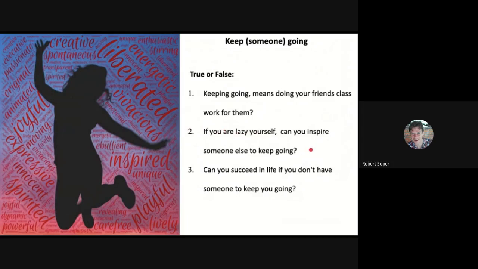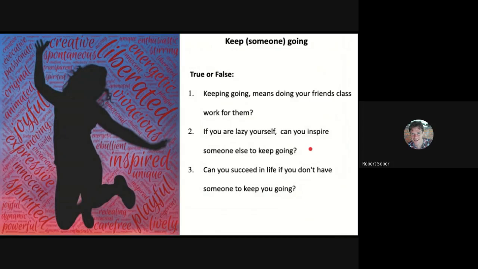In most cases, this would be false. This is especially true if you know the person. It's very hard to encourage someone, support someone, or convince them to keep trying if you yourself are not a person who tries. If you are lazy, then they might decide to be lazy too and just give up. Remember, if you give up, it's basically the opposite of keep going.